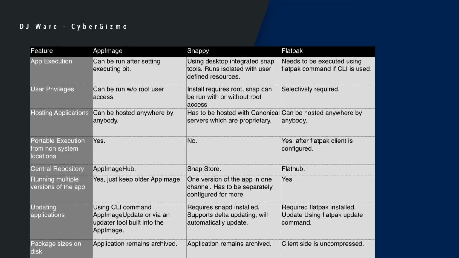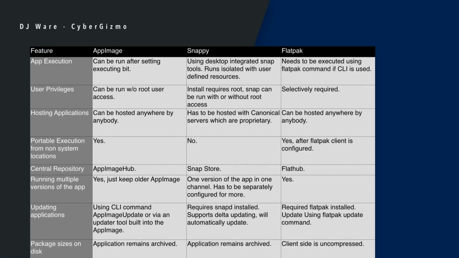Flatpak, same, selectively required. It doesn't require root to install, however, unless you're deploying the Flatpak to a group of people and you're putting it in a common area. As far as hosting applications, the AppImages can be hosted anywhere by anybody. It's a ubiquitous format that you can just download, install wherever you like, and run it wherever it has permissions to execute. Snappy has to be hosted within the Canonical servers as far as the app is concerned, which are proprietary, and then you deploy the app from those Canonical-controlled servers.